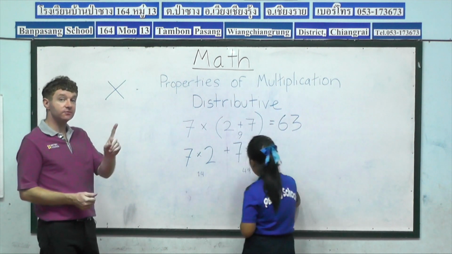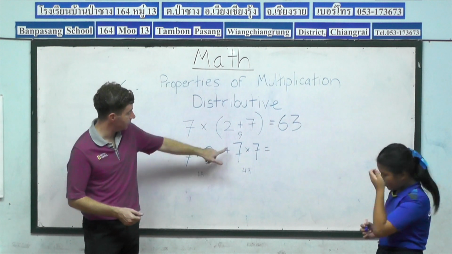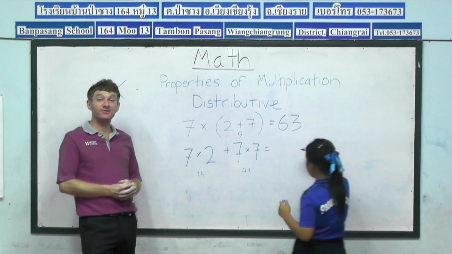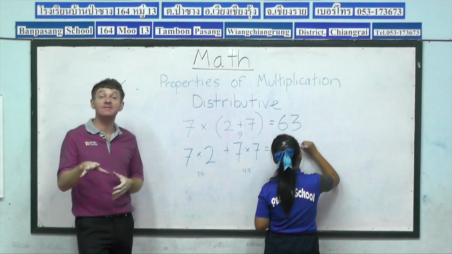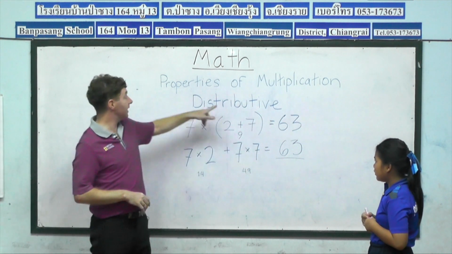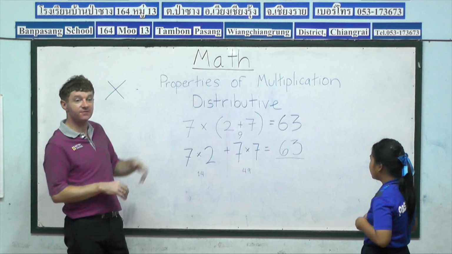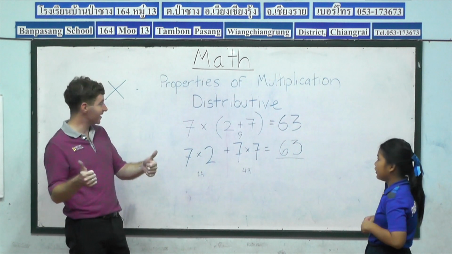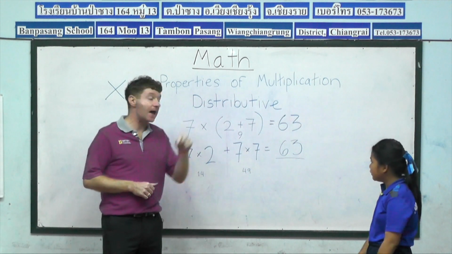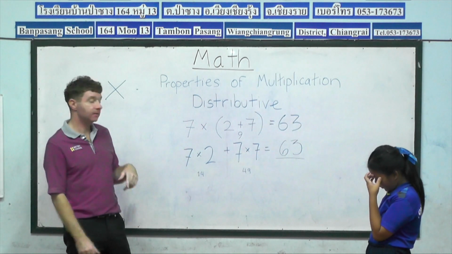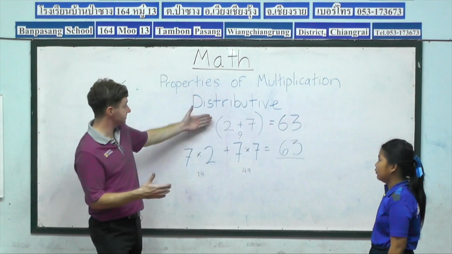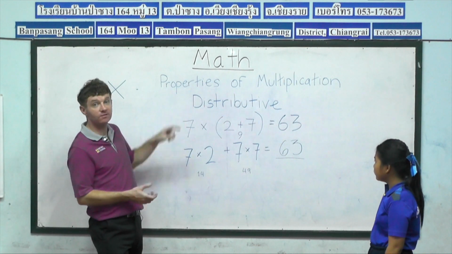Okay, so we have our answers to the 2 multiplications. Then we need 14 plus 49 equals 63. So you see, we reach the same answer again, the distributive property. Well done, guys. 7 times 2 plus 7 times 7. So you see the 2 different ways of getting the same answer using distributive properties.